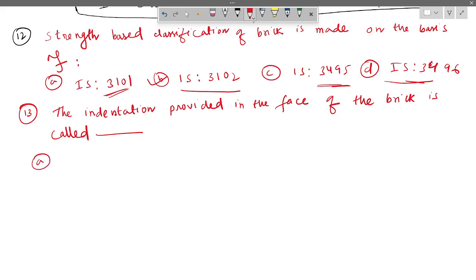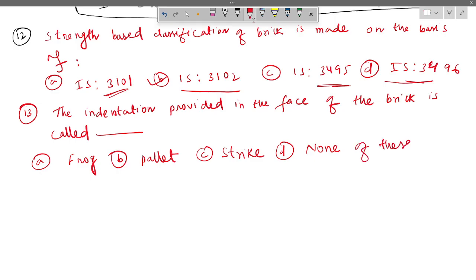First option is frog. I have already taught you in the class. Yes, students, you can answer this. B, pallid, C, strike, and D, none of this. What will be the correct answer?